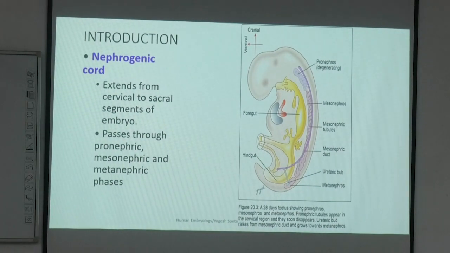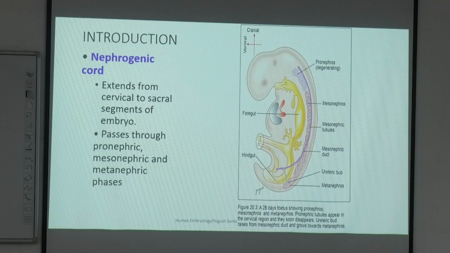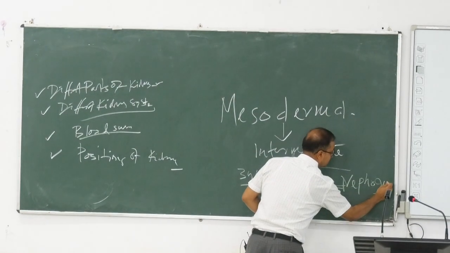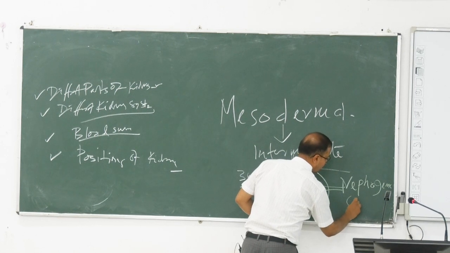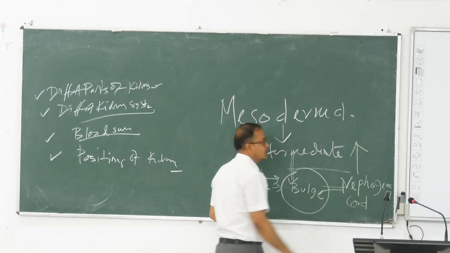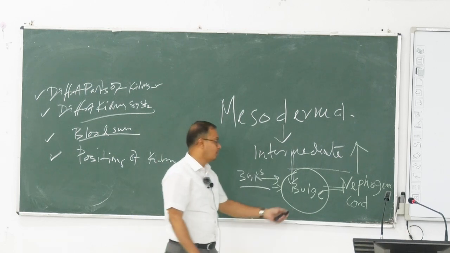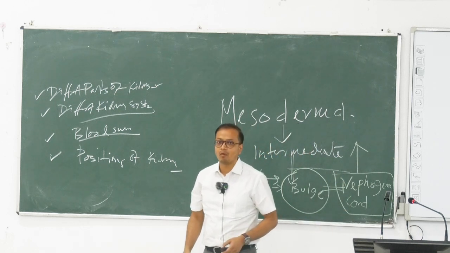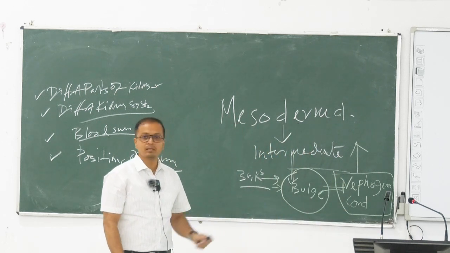So this nephrogenic cord eventually develops into different forms or different phases of the kidney system. That bulge we call the nephrogenic cord. It is the oldest form of the kidney tissue from which the embryonic kidney has developed.